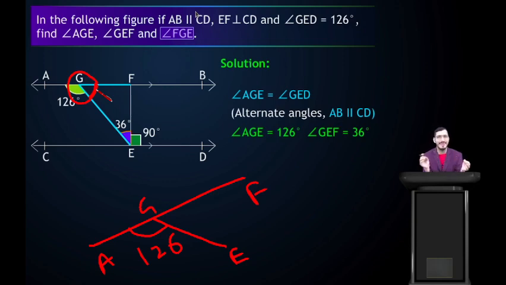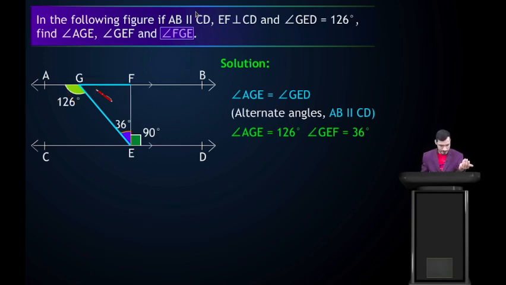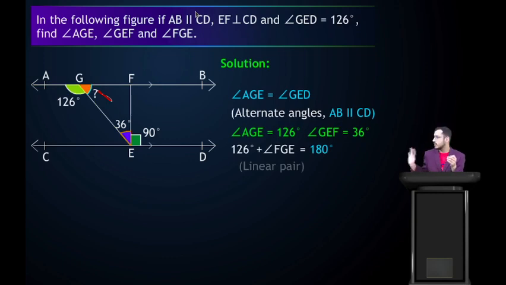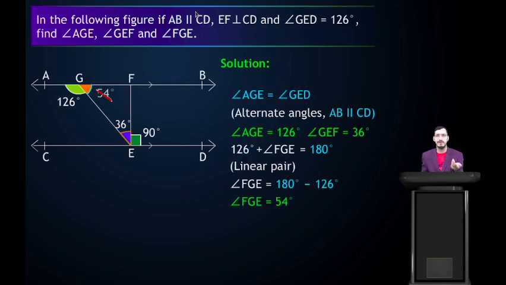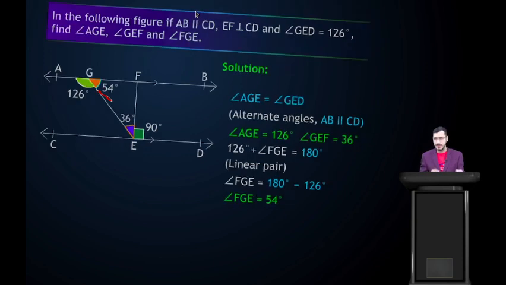Yes, that is a linear angle, okay. And sum of linear angles, linear pair, is 180 degree. So here angle AGE plus FGE equal to 180 degree. So 126 plus FGE equal to 180 degree, that is linear pair. Now FGE equal to 180 degree minus 126 degree. So 180 minus 126, what will we get here? Angle FGE, yes, that is 54 degree, okay students.